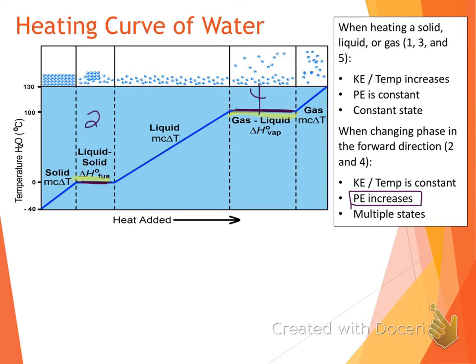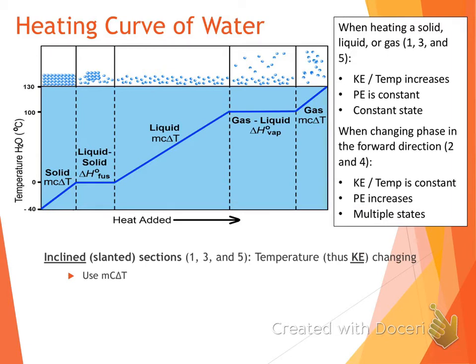So using our knowledge of heating curves and when our temperature changes are happening versus when our phase changes are happening where temperature stays constant, we can actually calculate the amount of heat energy that is needed to complete a phase change or a temperature change. Again, during those inclined sections, sections 1, 3, and 5, temperature is changing. If temperature is changing, we can use Q equals mcΔT to figure out the amount of heat energy it's going to take to change the temperature of that substance.